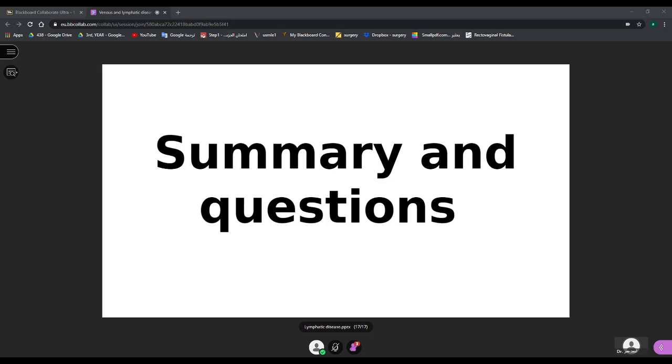And then we finished by how to differentiate between edema due to lymphatic disease and edema due to venous disease, because these are mostly the two important differential diagnoses of leg swelling or lower leg swelling. Okay, so I hope now you understand the basic knowledge regarding venous disease and lymphatic disease, and how to differentiate between these two conditions. If you have any questions, whether in this lecture or in the previous lecture, please.